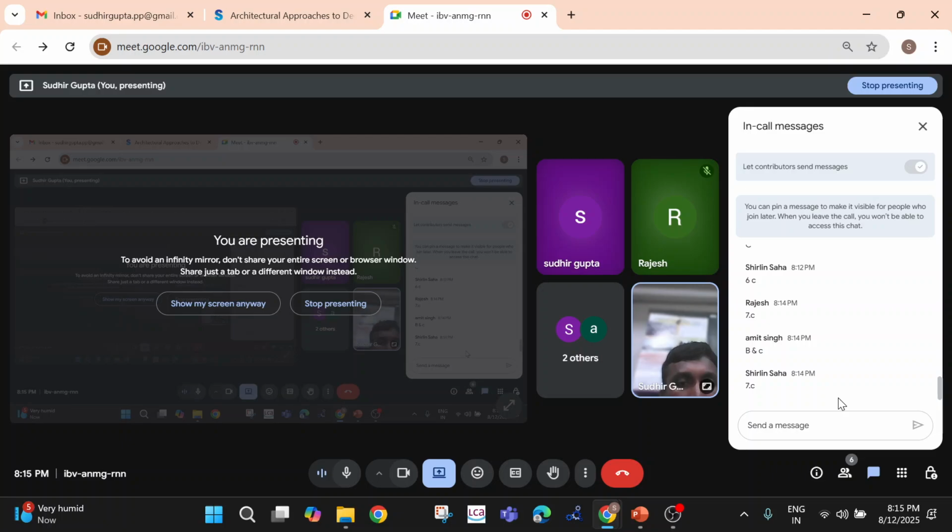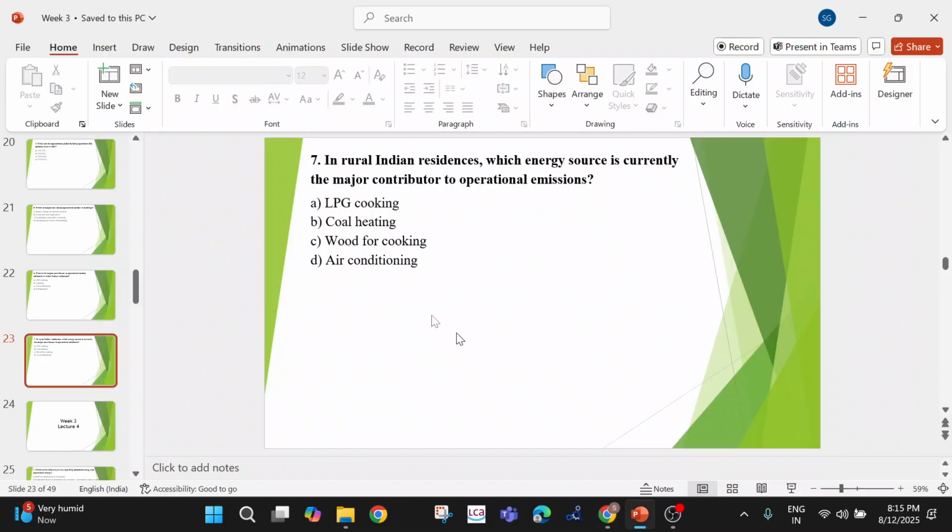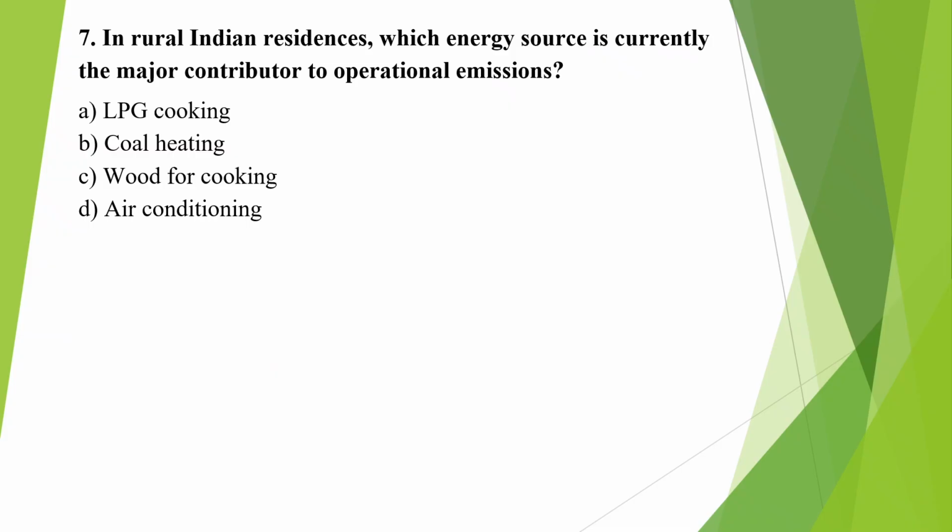So B and C both you cannot mark, and the rest of the people have marked option C. So C, whoever has opted C, is the correct answer for this question number 7. Presently, wood for cooking dominates the rural operational emission. It is the correct statement.